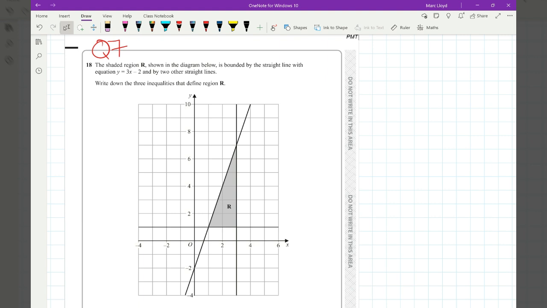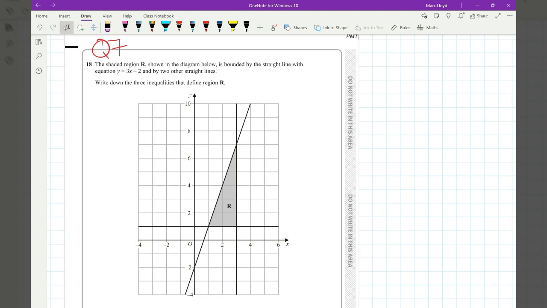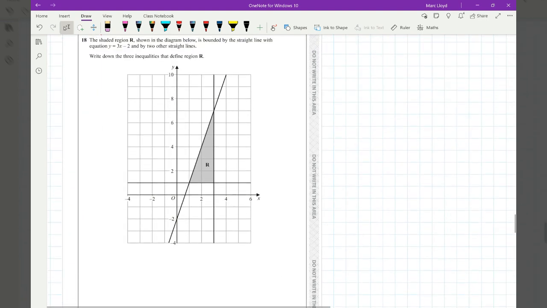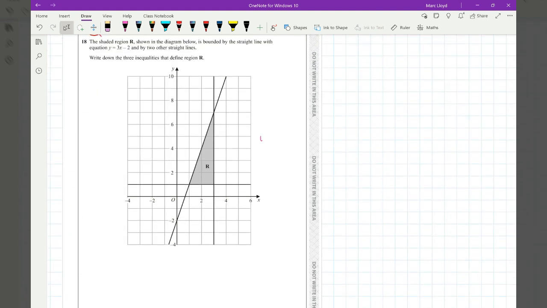Question number 7. The shaded region R, shown in the diagram, is bounded by the straight line with the equation y equals 3x minus 2 and by two other straight lines. Write down the three inequalities that define region R. So the first one, we've got y, and these will go on the answer line. I'm just writing them here. And then 3x minus 2.